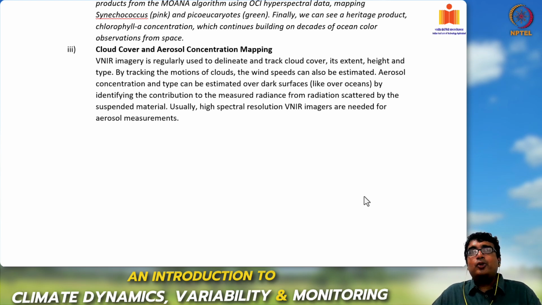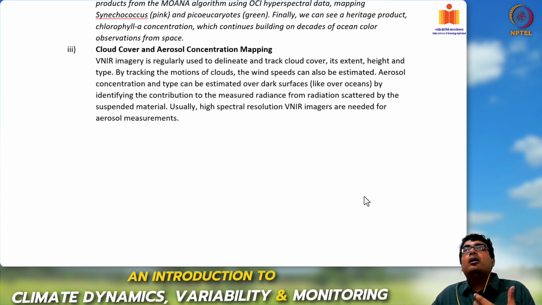This is easier to do over ocean surfaces which have a very uniform emissivity. So we know what a clear ocean VNIR spectra will look like. A reflection from an ocean VNIR spectra on a clear day is well understood. So the aerosol structure can be inferred from the deviations from the standard VNIR spectrum over a clear ocean.